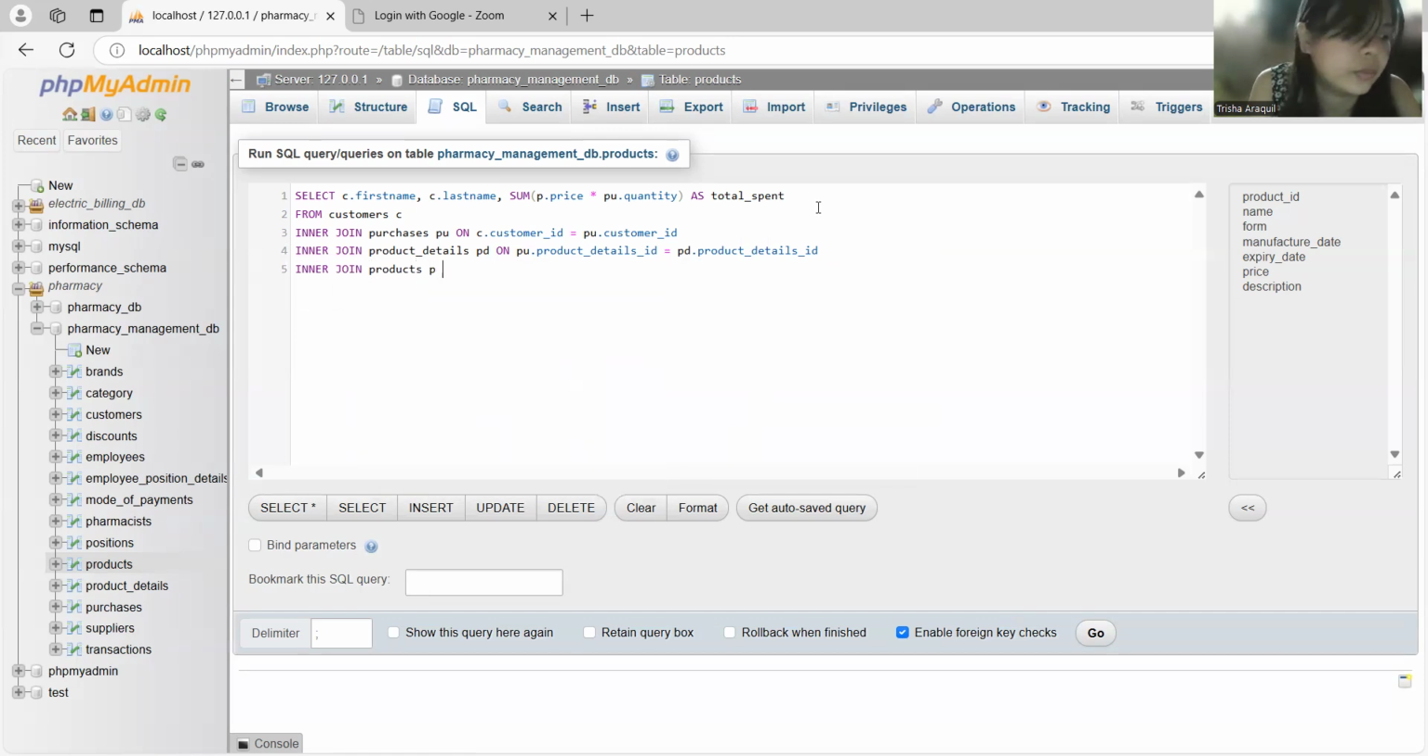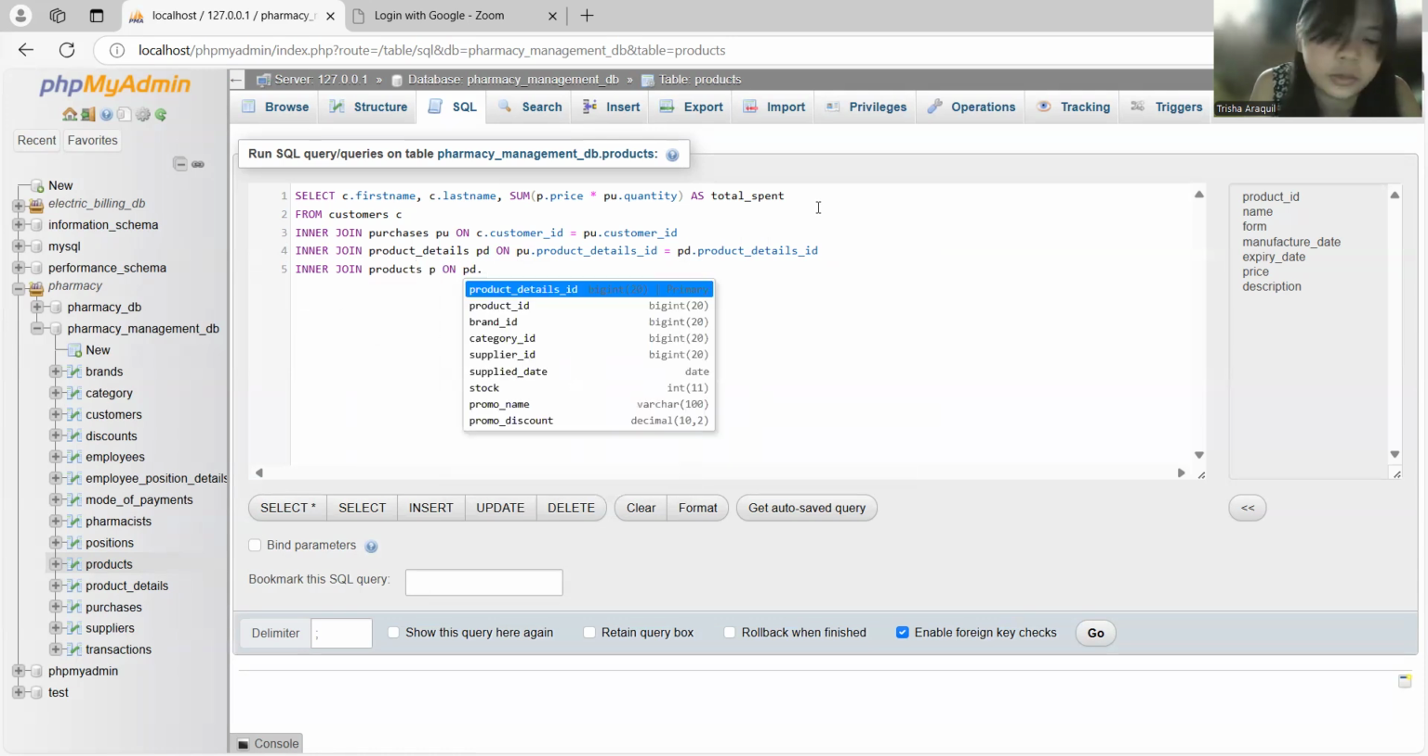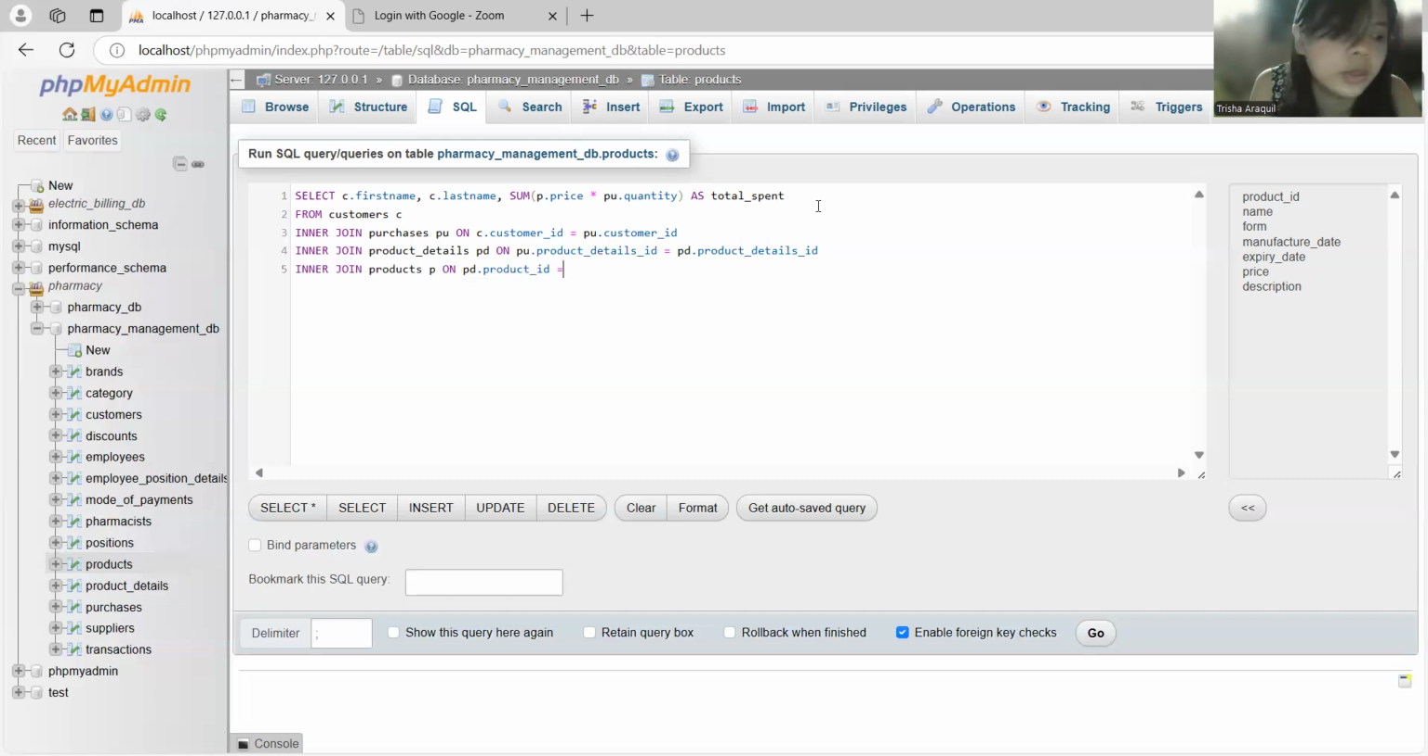products on product ed.product ID equals e.product ID, where the purchases date is less than date sub the now, and then we have to put interval to 1 year.